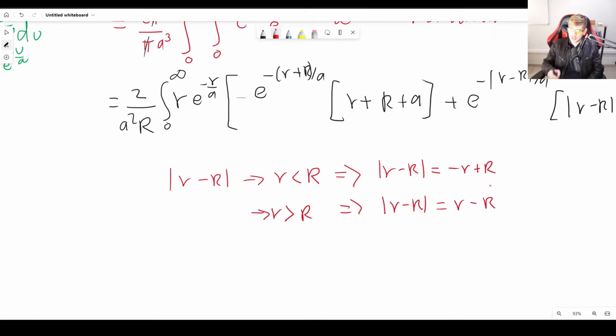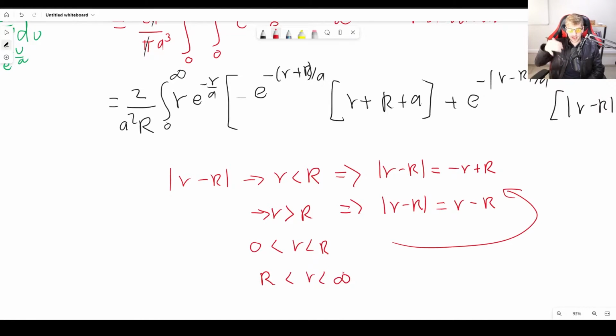So there are two scenarios. When r is between 0 and big R, which is case number 1, right, that one. And we also have the case where r is between big R and infinity. So we have to split up our integral. Only when there's the absolute value, of course. When there is no absolute value, there's no need to split it up. Okay, so I hope that this logic was clear.